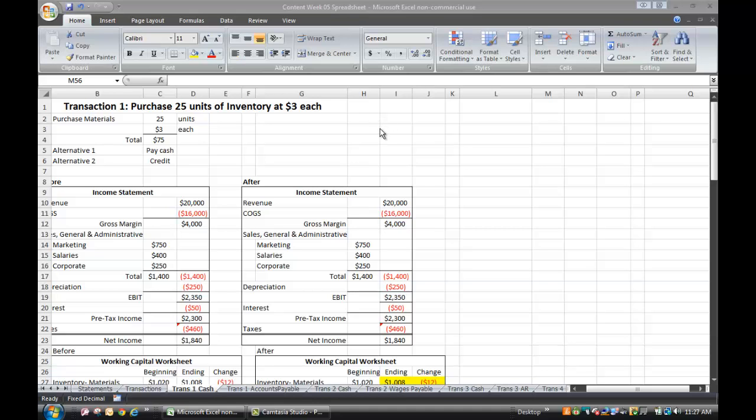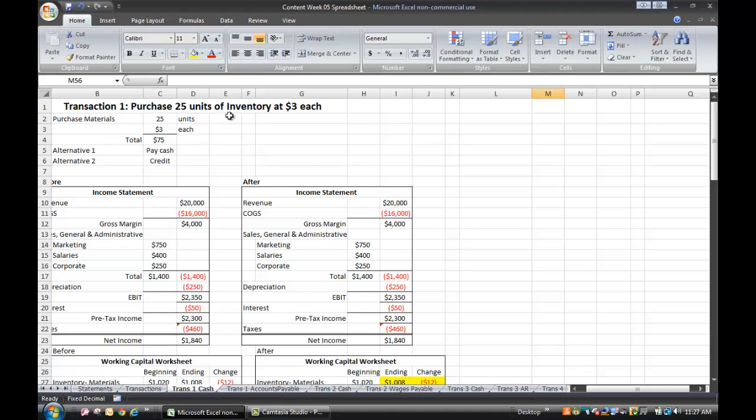This video segment will look at a transaction where 25 units of inventory are purchased from a vendor at $3 each. 25 times 3 is $75 that we're going to either pay cash to the vendor, and then second we'll look at paying credit to the vendor, in other words charging it.